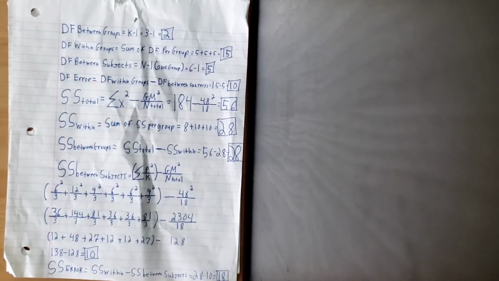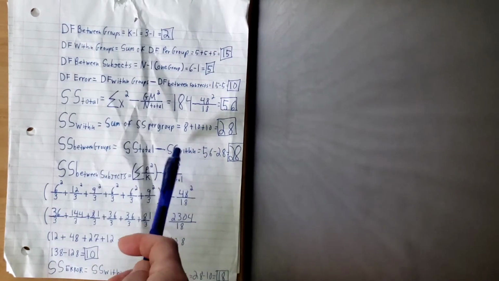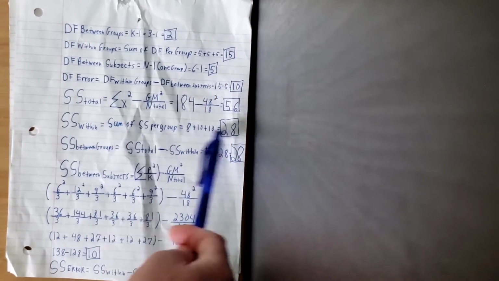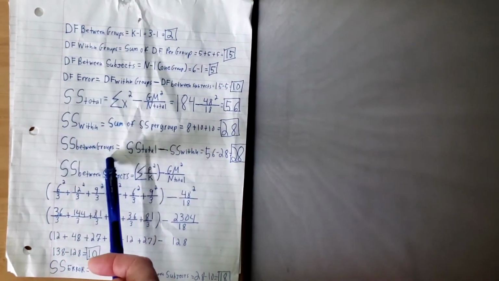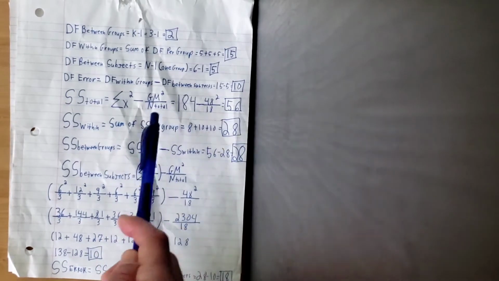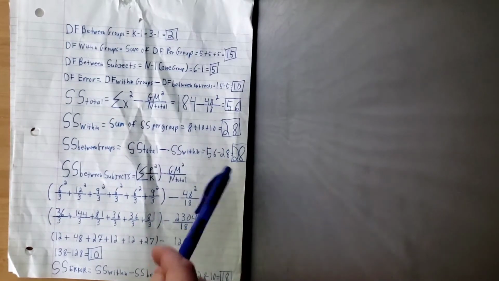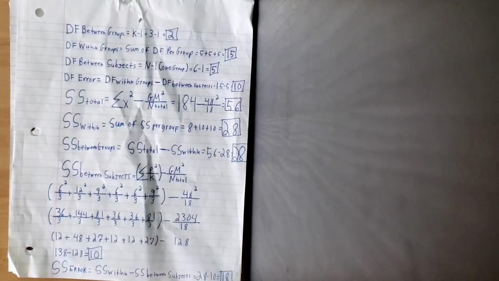SS within, right? That's simply the sum of squares per group added up. So 8 plus 10 plus 10 equals 28. Those are given to you, so you just add them up. The next, you want to get the sum of squares between groups. Best way to do that is take the sum of squares total minus the sum of squares within. 56 minus 28 equals 28.